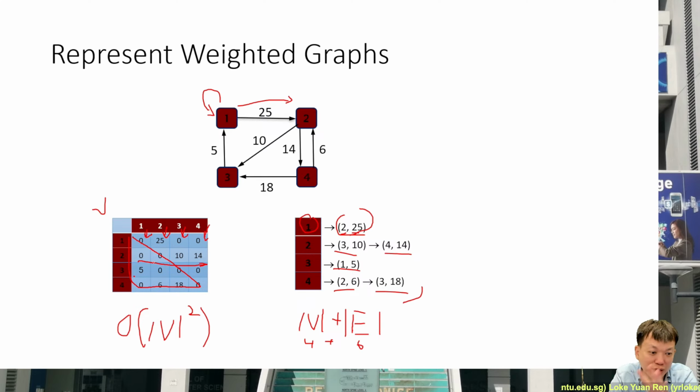At least this one needs to take 4 steps. When you have 1,000 vertices, 10,000 vertices, 100,000 vertices, you need to run a for loop to check through the whole row. That will take a lot of time compared to the adjacency list. So there are pros and cons. It's not really that the matrix is better or the list is better. It depends on the problem itself.